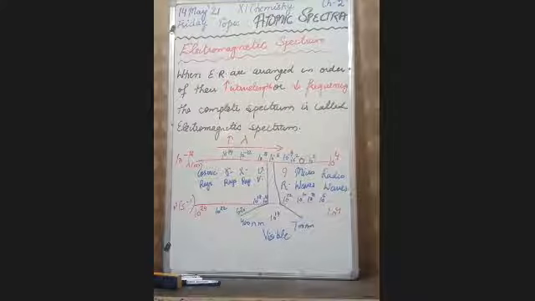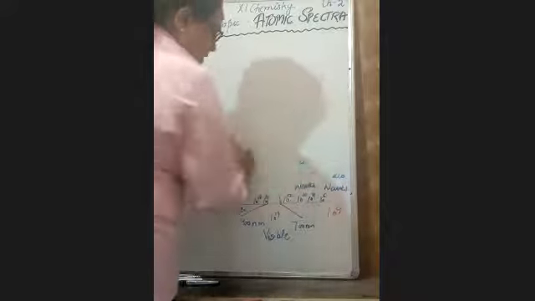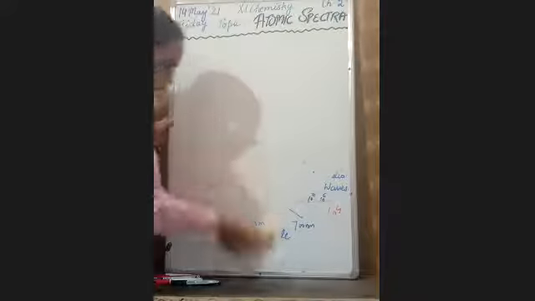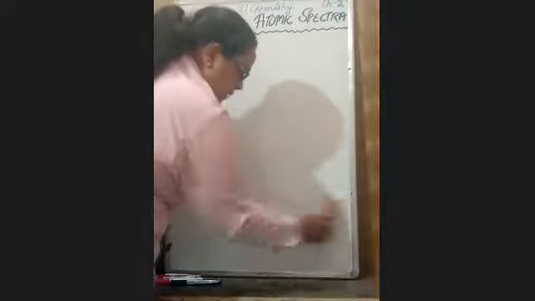Fine. Now, first you should know something about white light in atomic spectra. Atomic spectra is used to explain the structure of the atom, and it also tells us the particle nature of radiations. Okay.